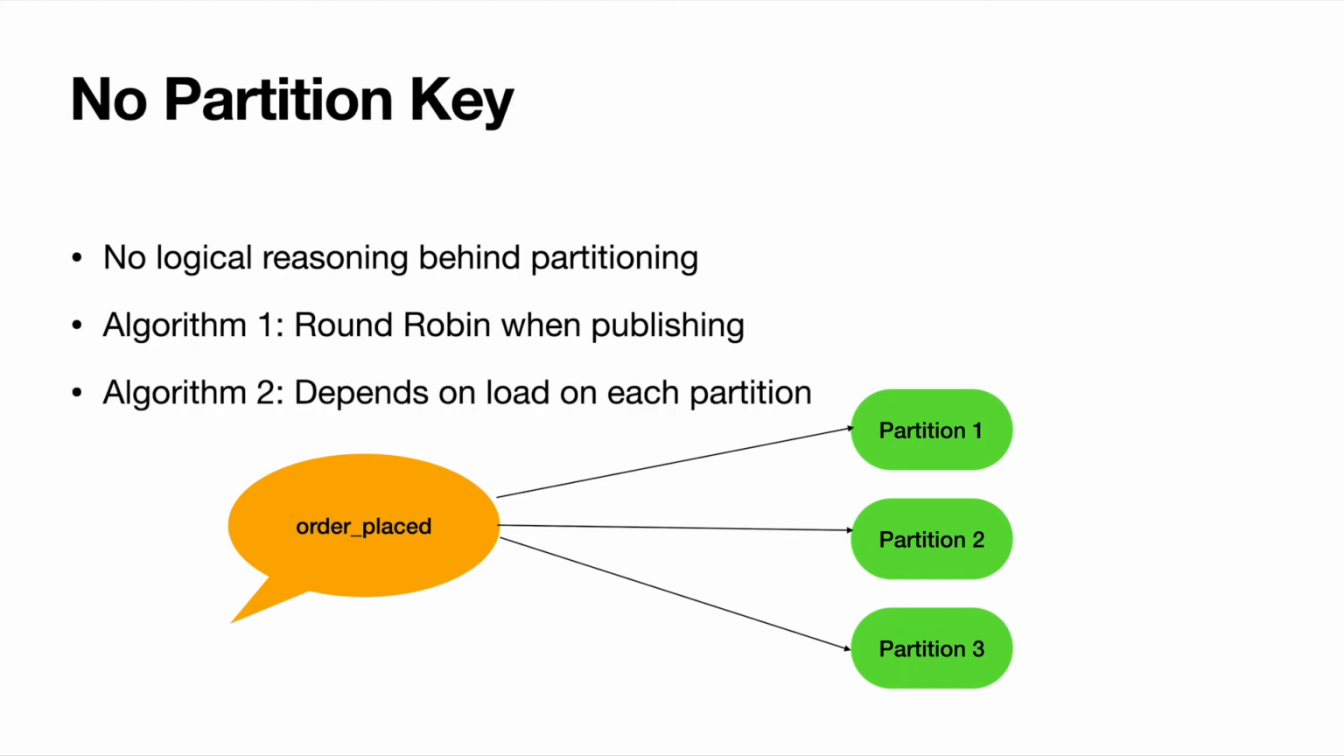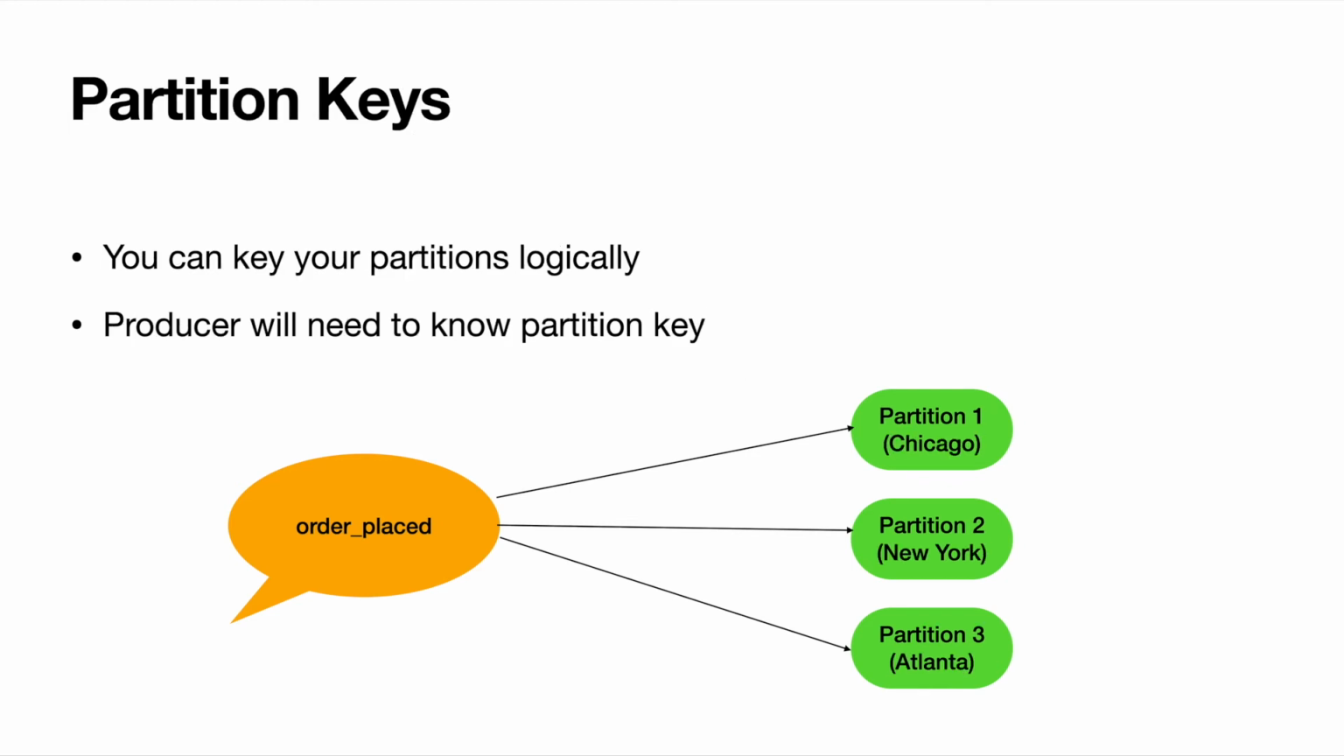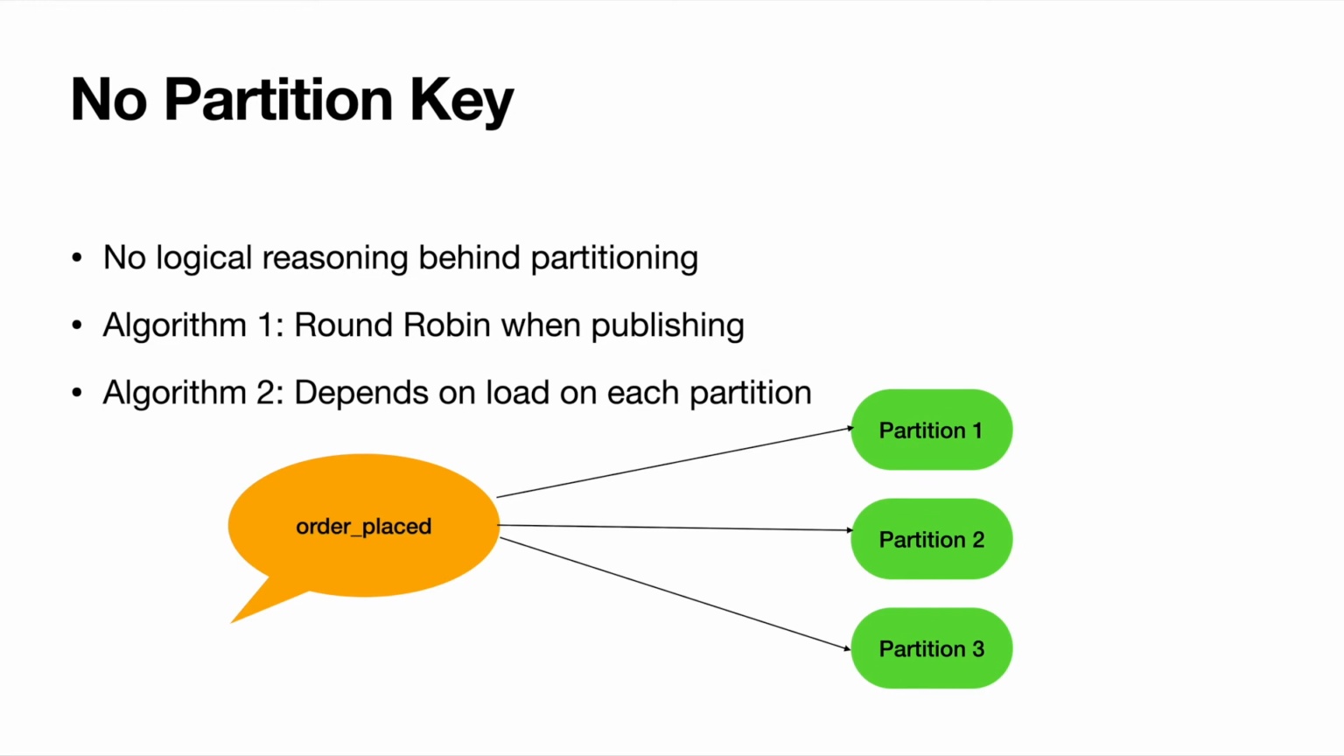The other concept is partitioning your topic without any logical reasoning behind it. Let's say you just want to partition it so that you can scale faster, so that you have multiple partitions to write to. This way you can have multiple partitions of the same Kafka topic, and when writing to the topic, your producer does not have to know any partition key like it did over here. It just writes to the Kafka topic, and it's the Kafka broker, the Kafka software that you're hosting, that decides which partition to write the data to.